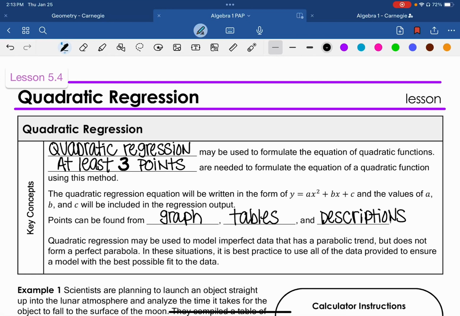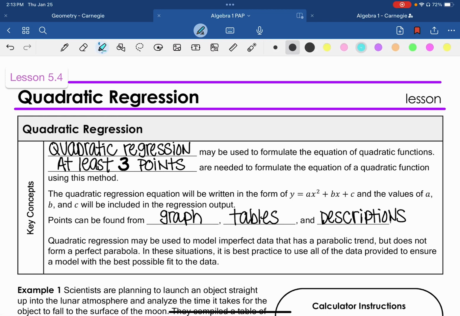Today's lesson is lesson 5.4, quadratic regression. Quadratic regression may be used to formulate the equation of quadratic functions. At least 3 points are needed to formulate the equation of a quadratic function using this method.